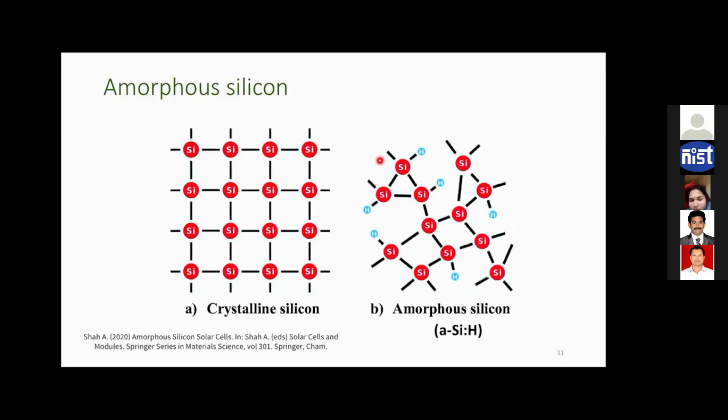We have seen such kind of dangling bonds at the surface of your crystalline silicon, but the density of the dangling bonds inside the crystalline matrix is always less if your wafer quality is good. But in case of amorphous silicon, there are huge density of dangling bonds present inside the bulk, and some of the dangling bonds are passivated by hydrogen atoms. Now, from where this hydrogen comes inside your amorphous silicon matrix?